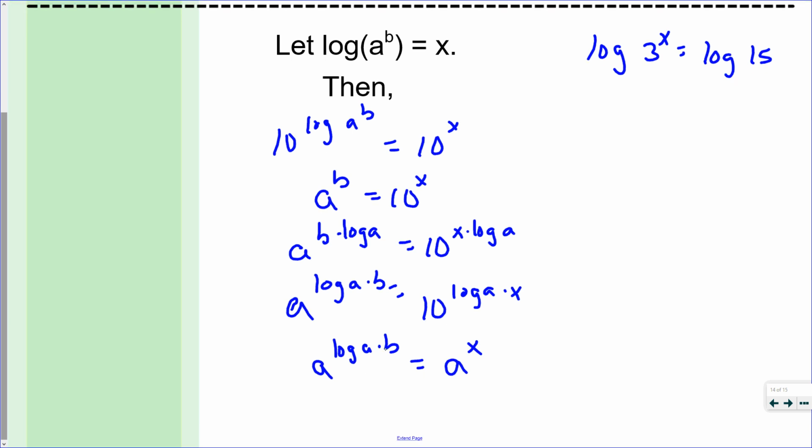And what does this mean? I'm going to now move this back over here. Because the a's are the same now, I've converted the base of 10 into a base of a. And what that has now done is I have now said b times log of a is equal to x. Huh, how wild is that?